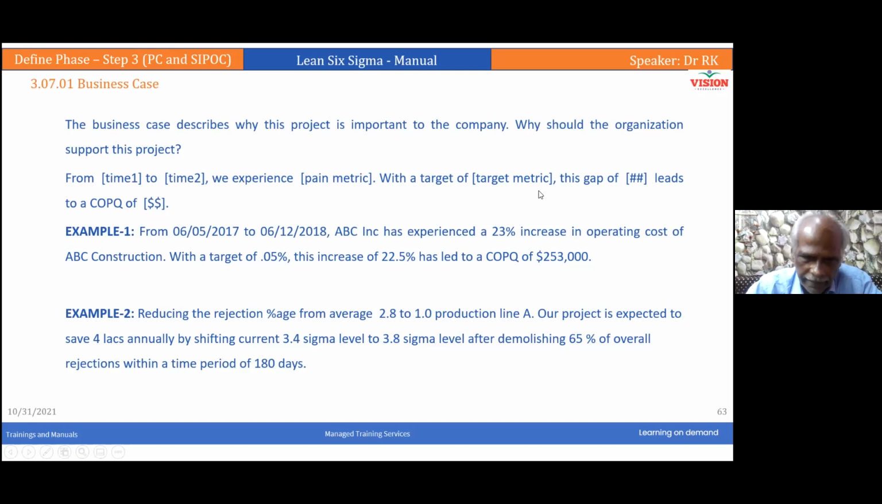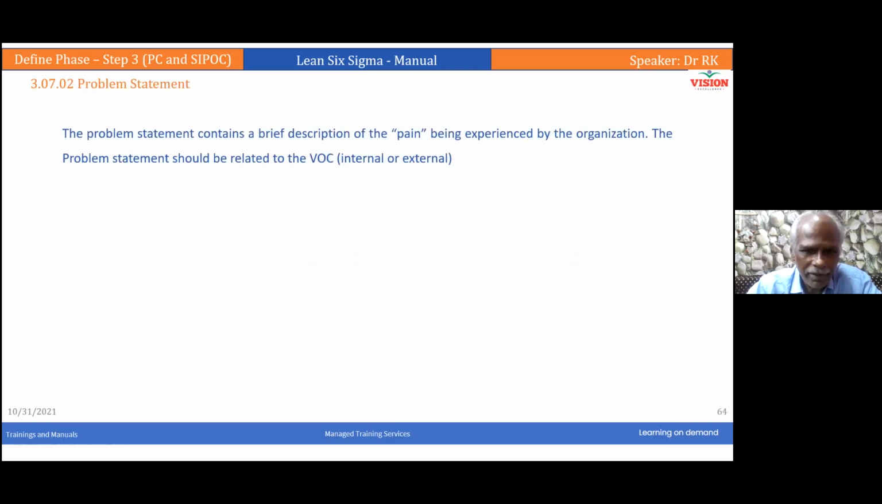Right? You can go through this. All you have to do is fill up the blanks here, and then you will get it, right? Time 1 to time 2, pain metric, target metric, and the gap, and then what is it that you are going to save? Lose. Yes. What are you going to lose? Sorry. Thank you.